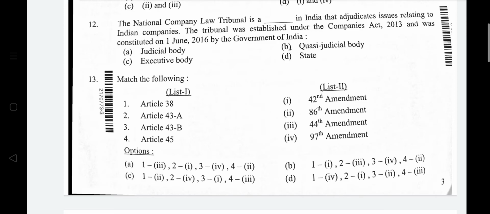Question number 13 is again match the following. List 1 that contains article is to be matched with list 2 that when amendment took place. So the answer is option number A, that is Article 38 was amended by 44th Amendment. Article 43A, 97th Amendment, Article 43B, 42nd Amendment, and Article 45, 44th Amendment.